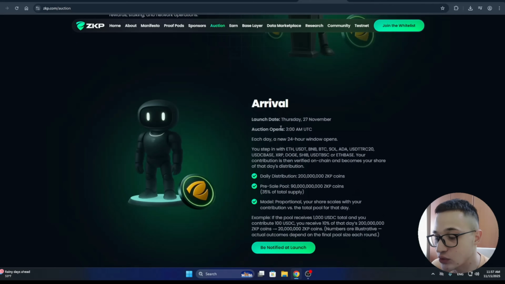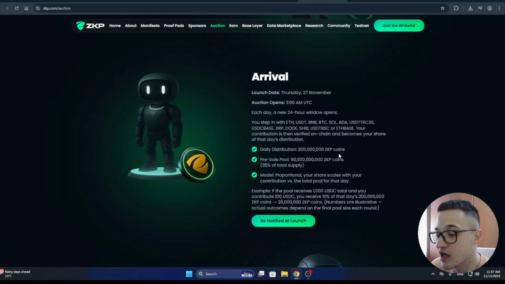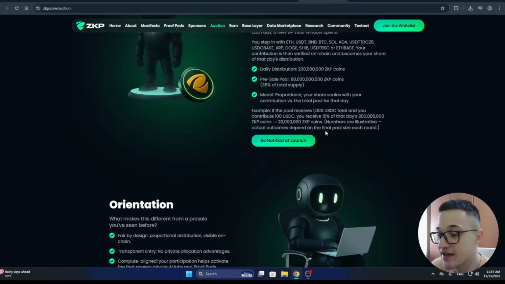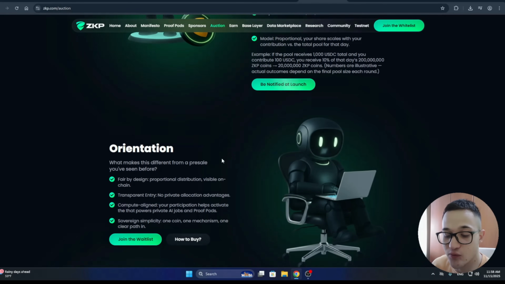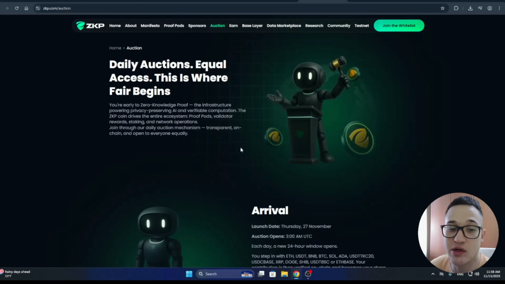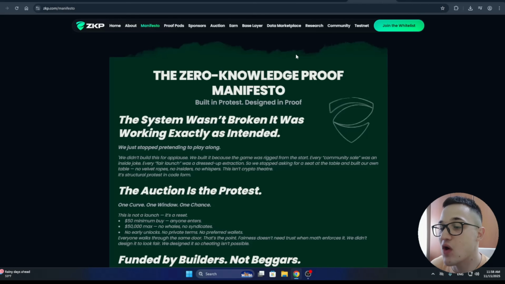So here you can take a look at the arrival of the token. You can see how many coins are going to be available, the pre-sale pool, and the model, which is proportional, guys. Your share scales with your contribution versus the total pool for that day. So you can be notified at launch by clicking the button right here and join the waitlist as well, that we're going to be showcasing to you. But now let's move on to the manifesto.